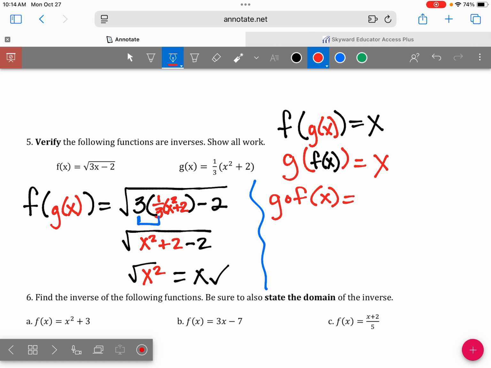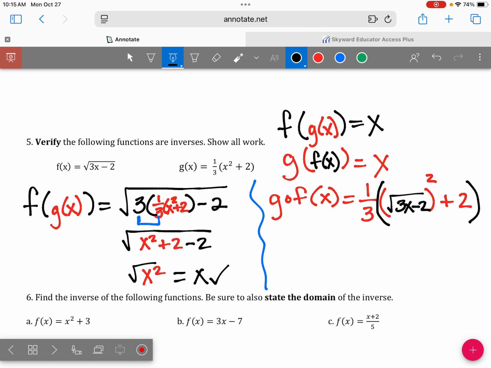So if I take my f function and put it into my g function, it says 1/3 of something squared plus 2. And the something is f of x, which is going to be the square root of 3x minus 2.